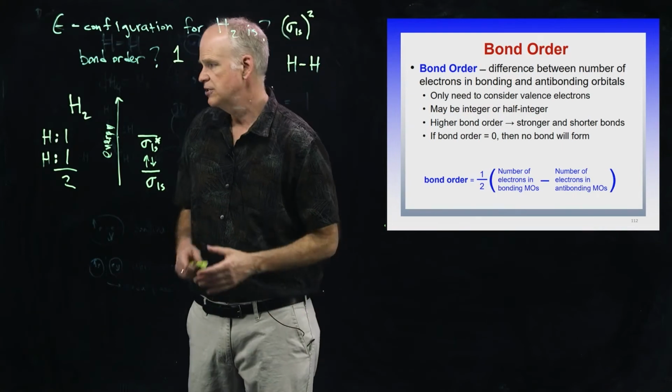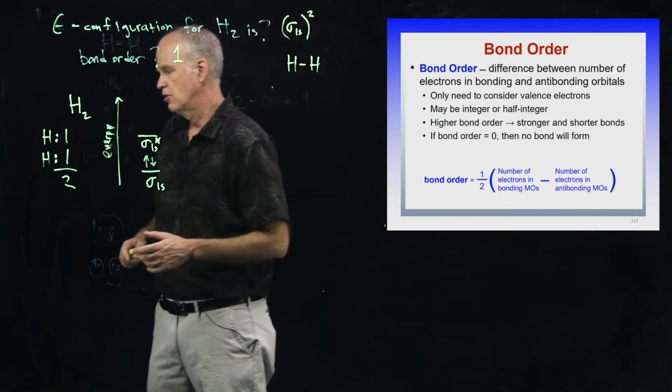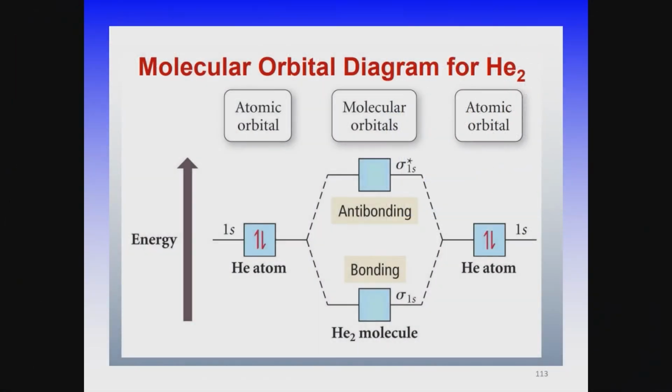Okay, so what we're going to do now is I'm going to go back to the computer, let's do another one of these. And so here I want to talk about how it is that maybe we could form diatomic helium, in other words, 2 helium atoms bound together.